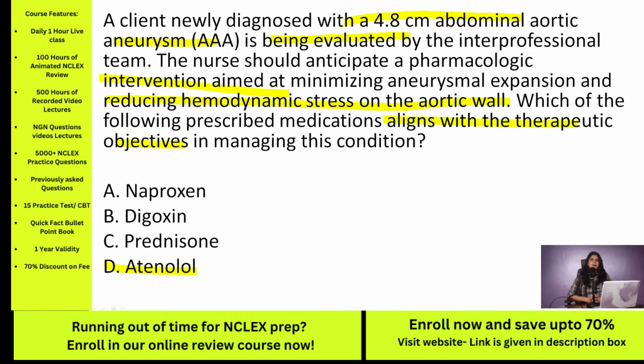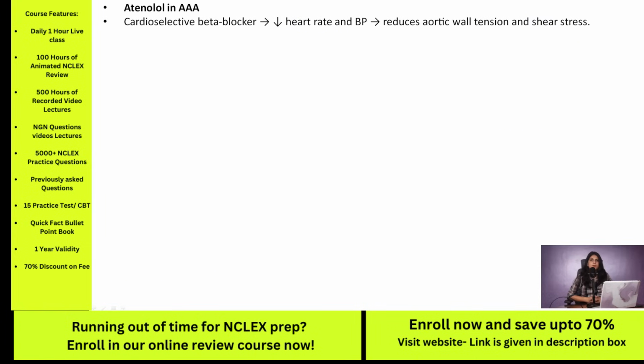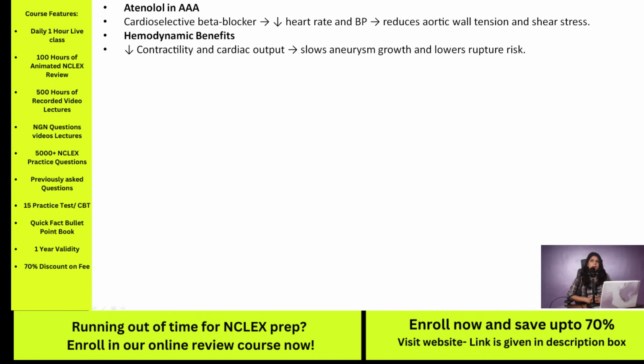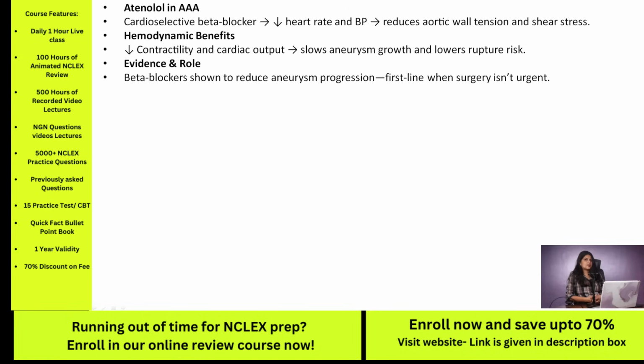Atenolol, a cardioselective beta-adrenergic blocker, is commonly prescribed in clients with abdominal aortic aneurysm to effectively reduce both heart rate and systemic arterial blood pressure, two hemodynamic parameters that directly influence aortic wall tension and shear stress. By decreasing myocardial contractility and cardiac output, beta blockers help lower the mechanical force exerted on the aneurysmal segment, thereby slowing aneurysm progression and reducing the likelihood of rupture.